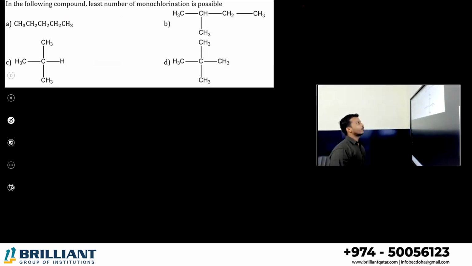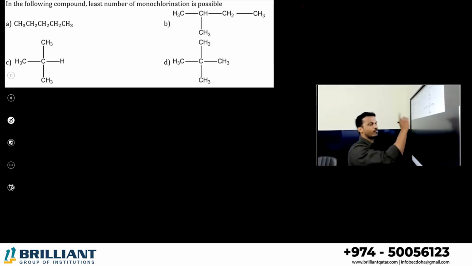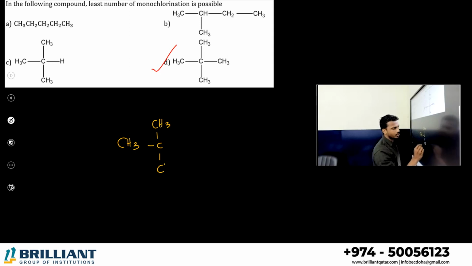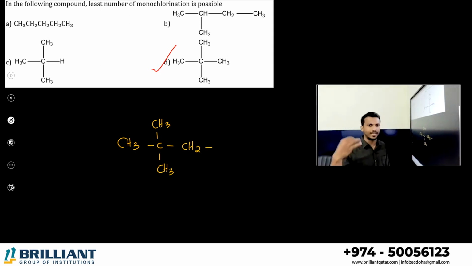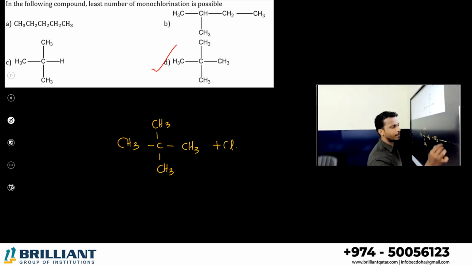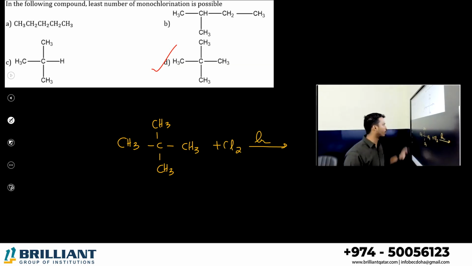Next, in the following compounds, which will give the least number of monochlorinated products? Already we discussed this in one of the questions before in part 1, option D, neopentane. Correct? What is neopentyl group? One carbon connected to 3 carbons is called tert-butyl. If it contains one more carbon, it is called neopentyl. If all the valencies are completed, it's called neopentane. Correct? Neopentane, when you do chlorination in presence of light, what will you do here?